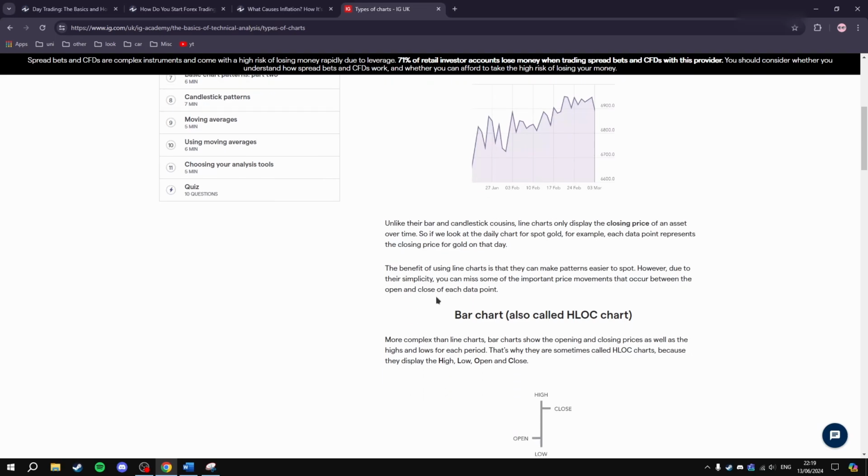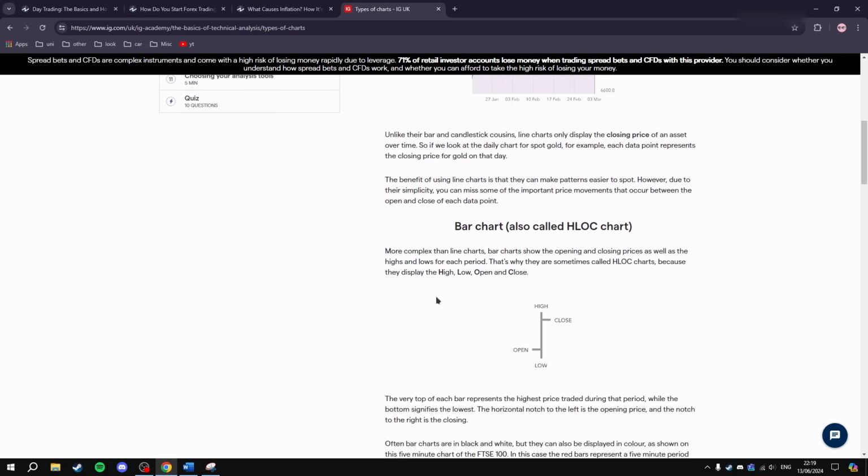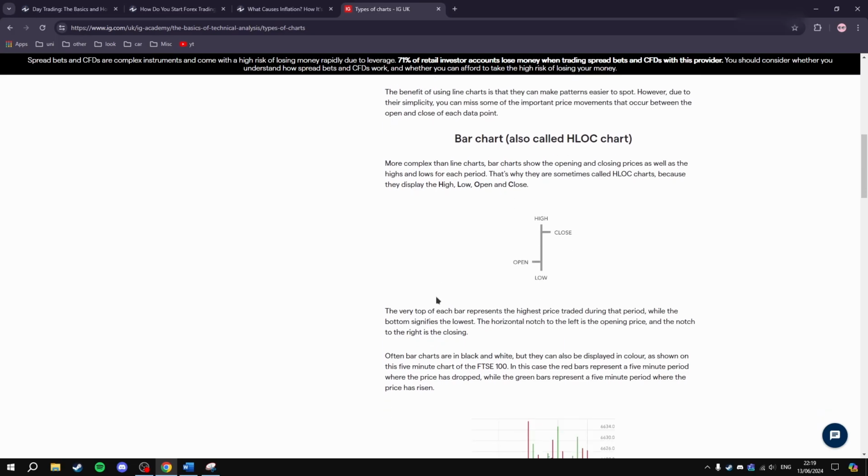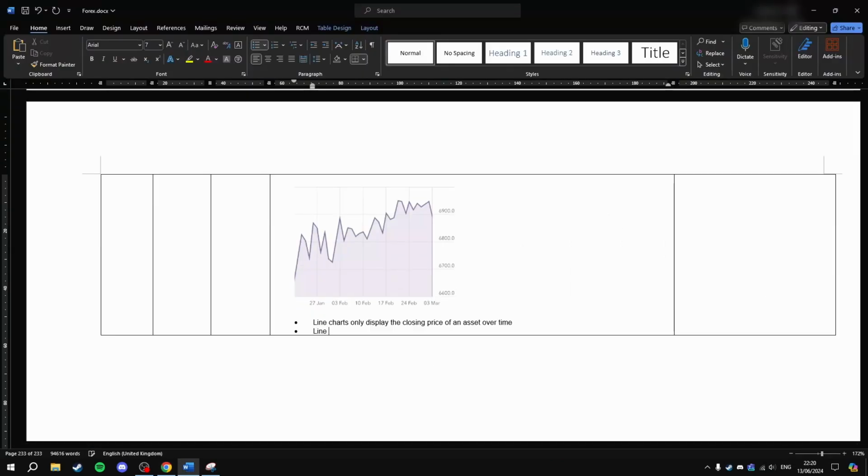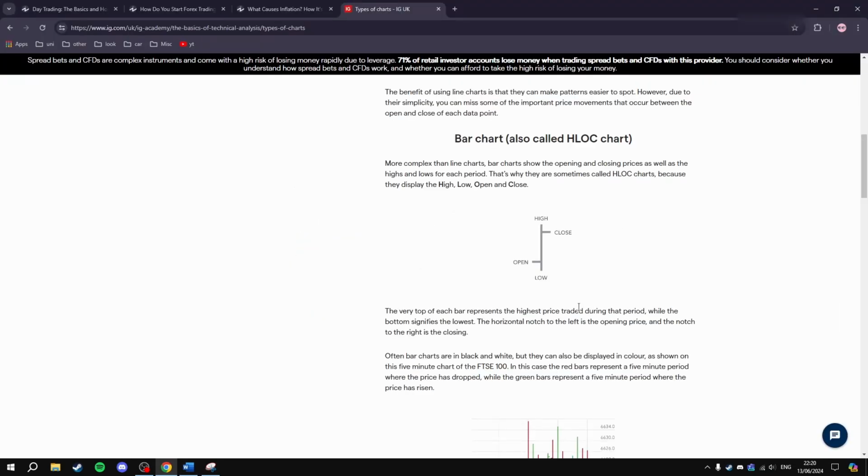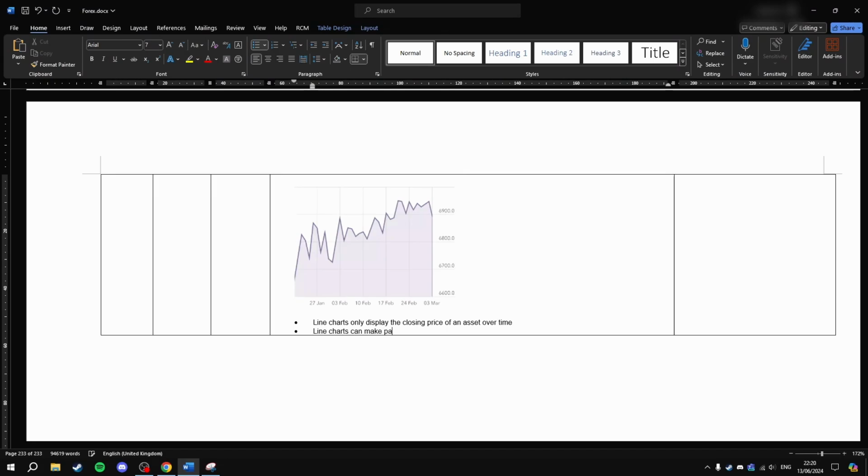The benefit of using line charts is that they can make patterns easier to spot. However, due to their simplicity, you can miss some of the important price movements that occur between the open and close of each data point.